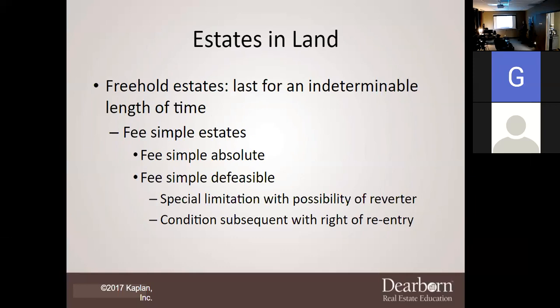Now, when we talk about these different fee simple estates, we do have what's called a fee simple absolute and a fee simple defeasible. A fee simple defeasible estate is going to have special limitations with the possibility of a reverter, and they also have the conditions subsequent with the right of reentry. All right. So in this situation, a special limitation with possibility of reverter. This is a type of area that you'll see, and we'll also come over here to the next one. But this one being a possibility of reverter is this. Mr.